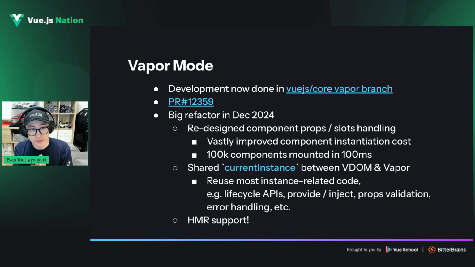So essentially, this is exactly what this big refactor achieved: now all these internal APIs work on a shared type called a generic component instance. And so you can use the same unmounted hook API in virtual DOM components or in Vapor components. They work the same way. Same for error handling, provide inject and props validation, etc. And finally, we also added HMR support, so that you get the same nice development experience when you're working in Vapor mode.